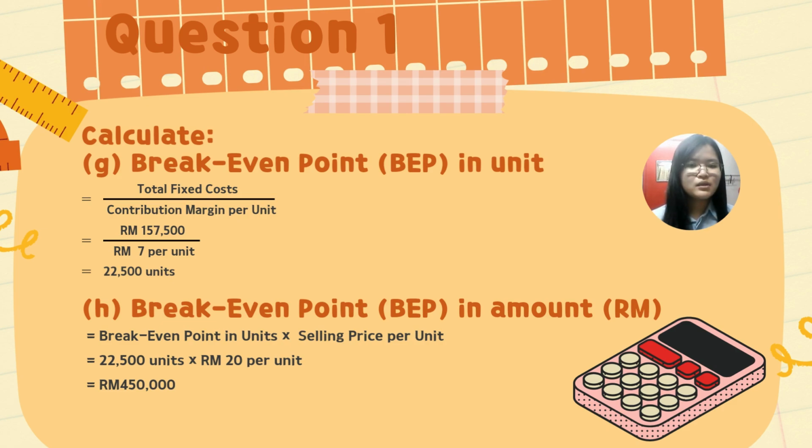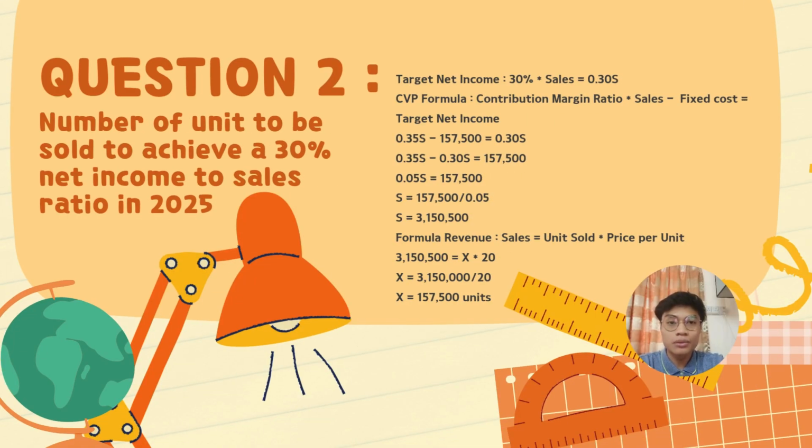So 22,500 units multiplied by RM20 per unit equals RM450,000. So right now I will explain question 2, which tells us we need to determine the number of units that must be sold to achieve a target income to sales ratio of 30% in 2035.